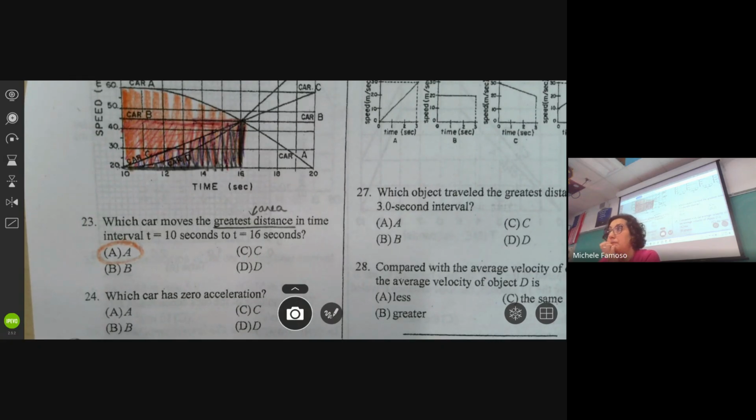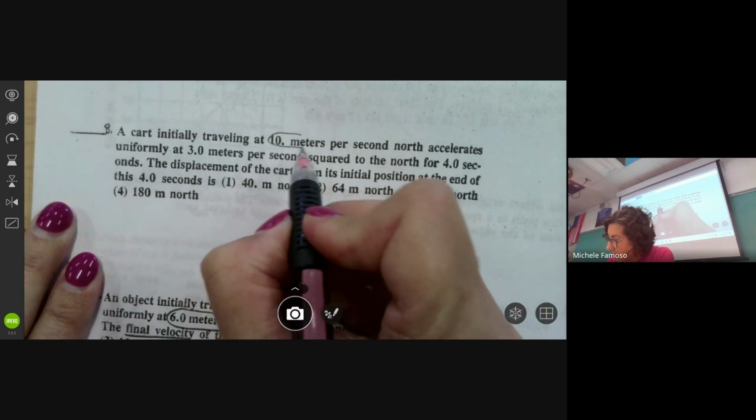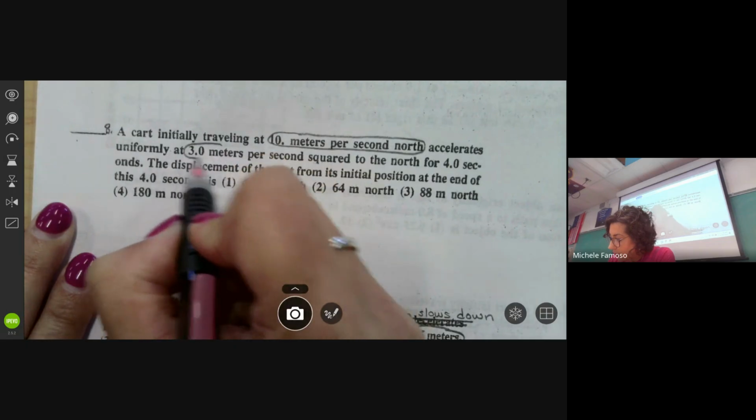Anything else? Go over 8 on the last page. Yep. So page 42, number 8. Okay, we're initially going 10 meters per second north. We accelerate at 3.0 meters per second squared to the north for 4.0 seconds. I want to know the displacement. North is a positive direction.